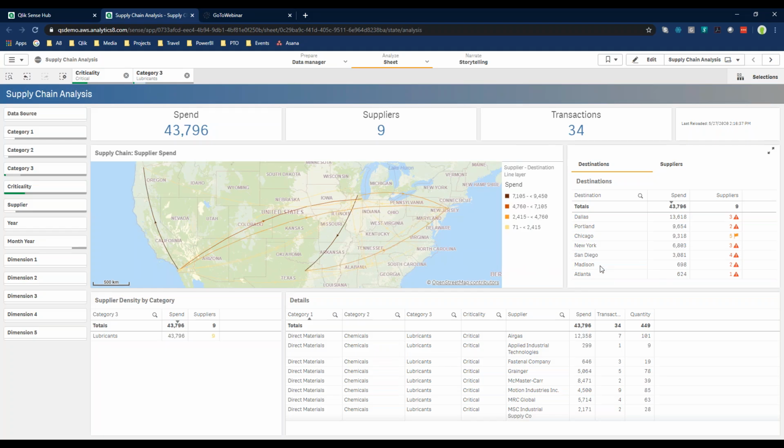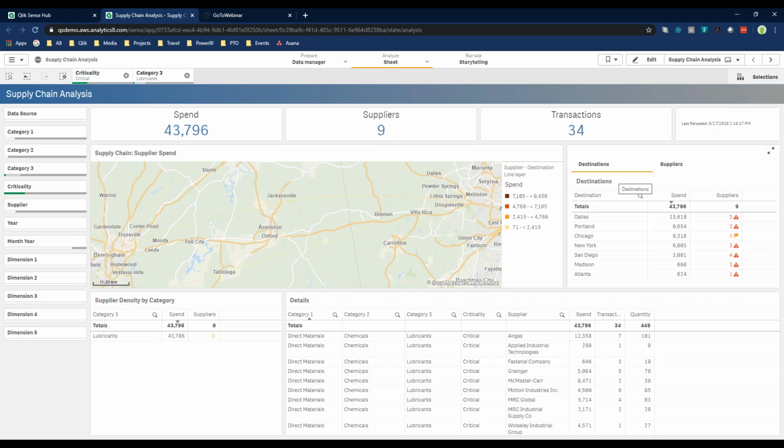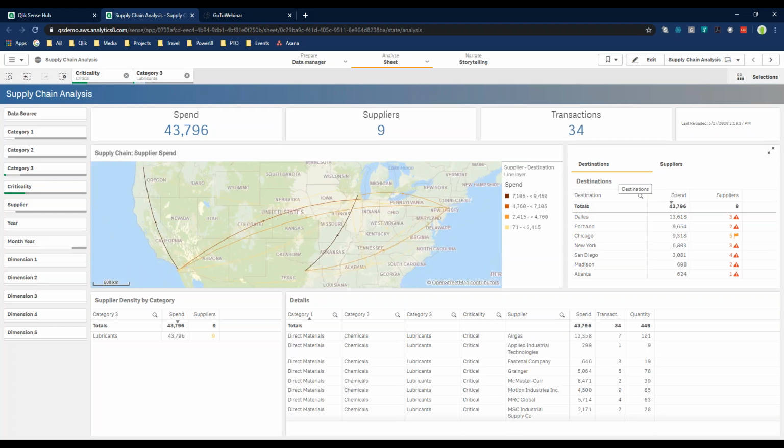Once I'm able to identify some of these areas where I have some risk, for example Atlanta, where we're only utilizing Motion Industries to supply our lubricants, I can take a look across my larger organization to identify those contingency plans. So if we do have some issues with that supplier, I see that I'm also engaging AIT, Fastenal, Grainger, and some of my other locations.